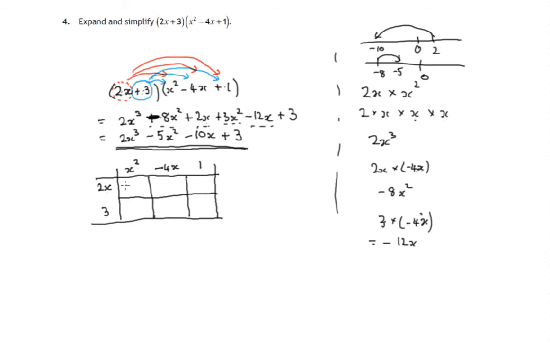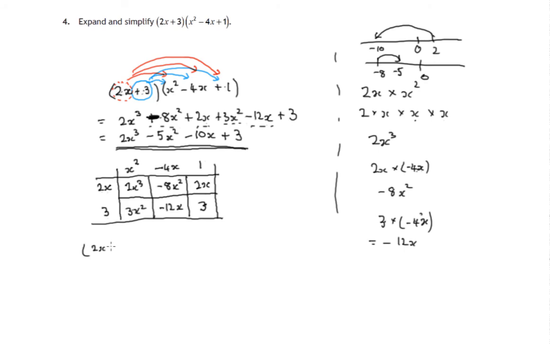2x times x squared is 2x cubed. Let's do this one. 3 times negative 4x is negative 12x. This one, 3 times 1, 3. This one, 3 times x squared, 3x squared. One in the middle of the top row, 2x times negative 4x is negative 8x squared. And then this final box here, 2x times 1. So you can do it in any order you please.